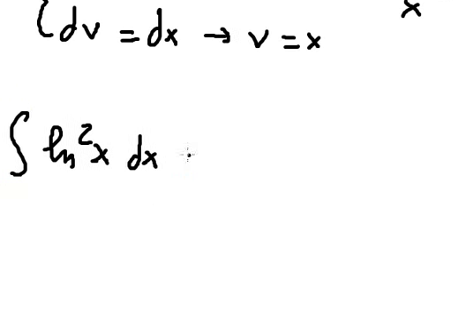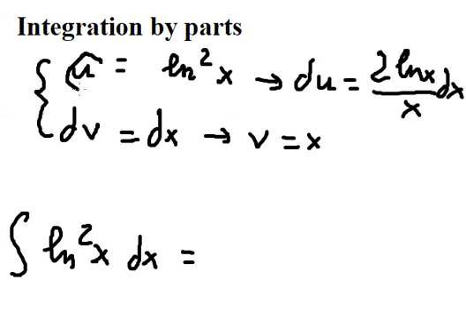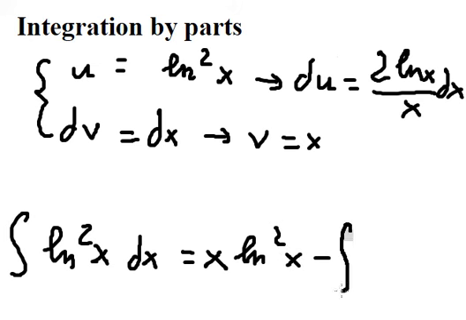So we have u multiplied by v. So we have x ln x to the power of 2 minus the integration. We have the u multiplied by v. So we have x and x, we simplify.